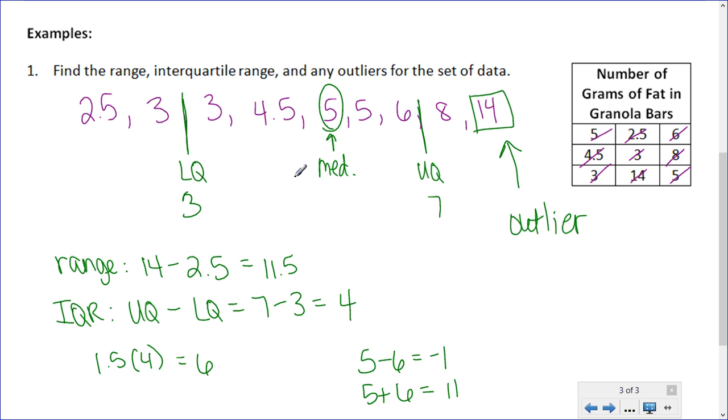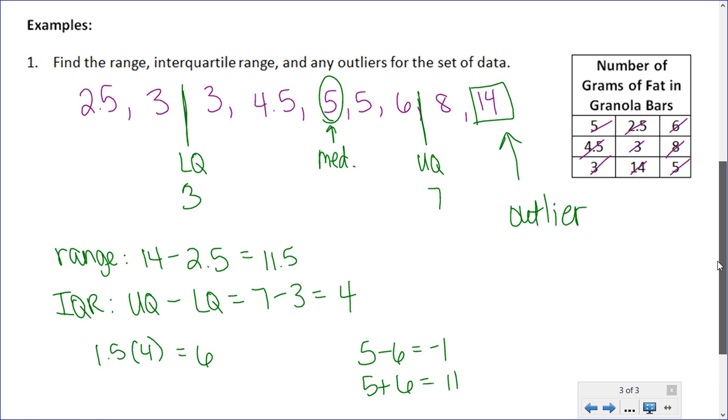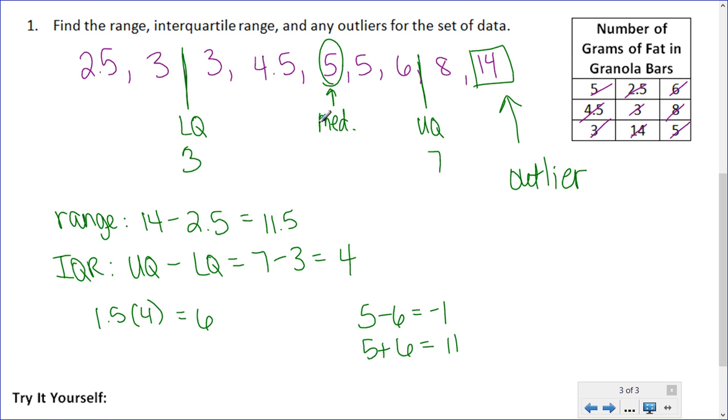Okay, so we've answered the question. We found the range, the interquartile range, and any outliers for the set of data. And we will, in the next section, look at box and whisker plots, which actually use the range and the quartiles and the median. So this information, even though it may not be giving you a whole lot of information right now, other than how spread out the data is, will actually be useful for box and whisker plots, which will give us a good visualization of the distribution of the data.